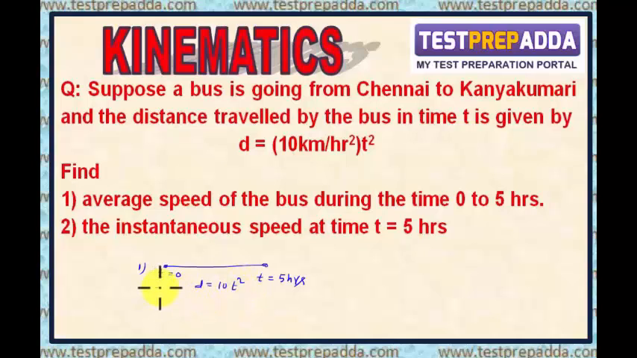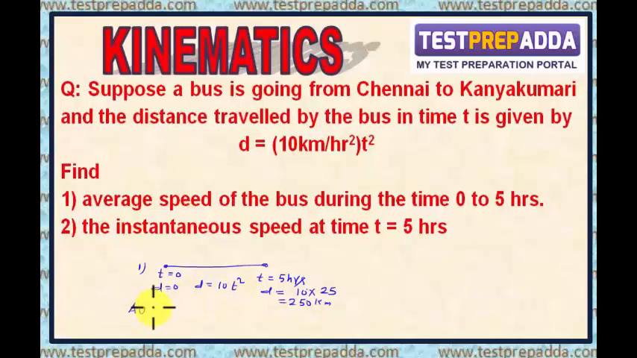So here d is 0, and at 5 hours, if I find d, if I substitute this t as 5 here, it becomes 10 into 25, and that is 250 kilometer. So in the time interval 5 hours, the distance covered by the bus is 250 kilometer.